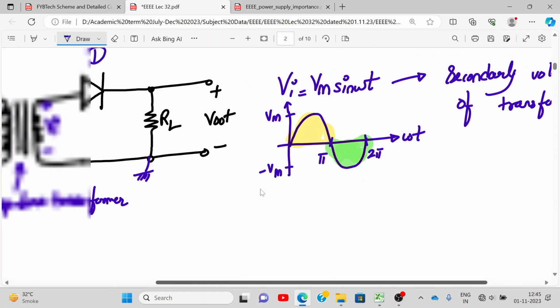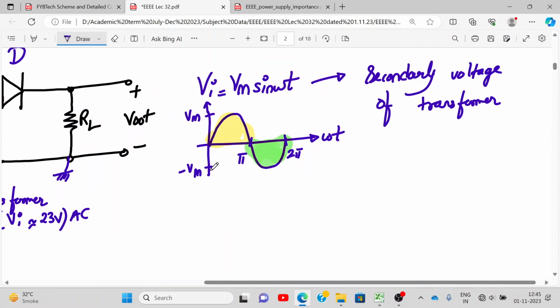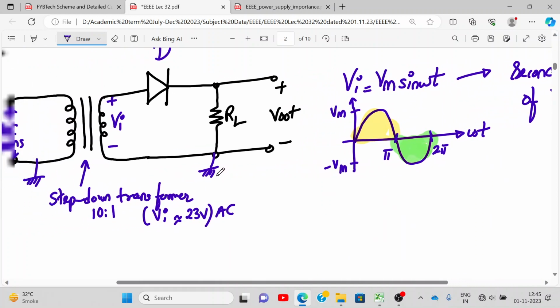Okay, that means if Vin is 230 volts, we have a step down transformer with a ratio of 10:1. What will be Vi then? Example, Vi will be around 23 volt AC. If you have a step down transformer with a ratio 10:1, it will step down the voltage 230 to 23. So Vm and minus Vm will be somewhere around 23 volts. Now let us check how this operates.